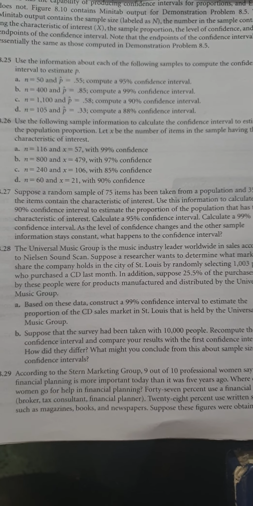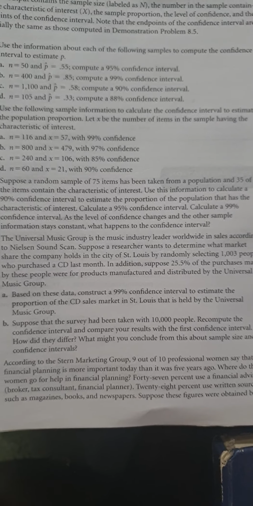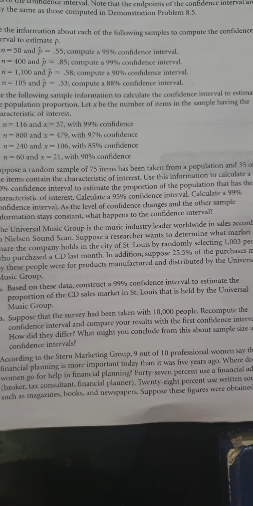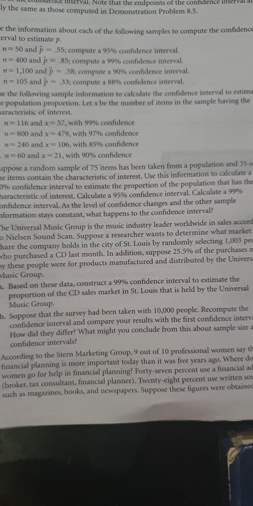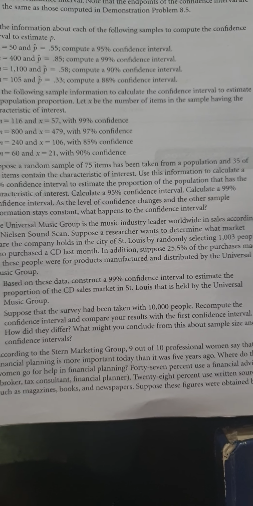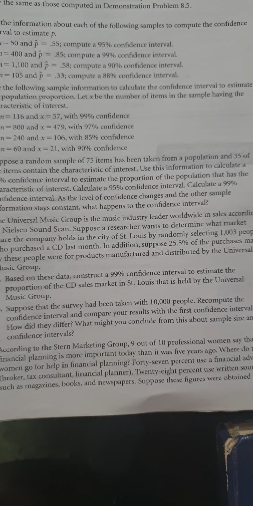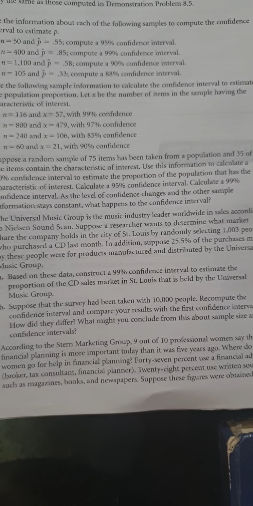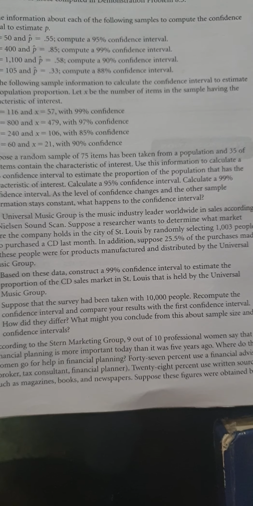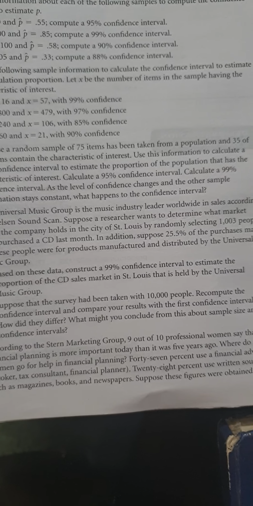Now sum number 8.27. Suppose a random sample of 75 items has been taken from the population and 35 of the items contain the characteristic of interest. Use this information to calculate the 90% confidence interval to estimate the proportion of the population that has the characteristic of interest. Calculate a 95% confidence interval. Also calculate the 99% confidence interval. As the level of confidence changes and other sample information stays constant, what happens to the confidence interval?